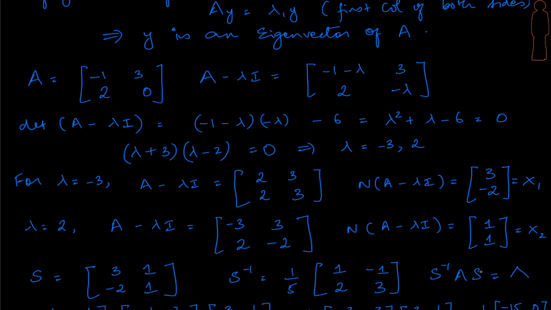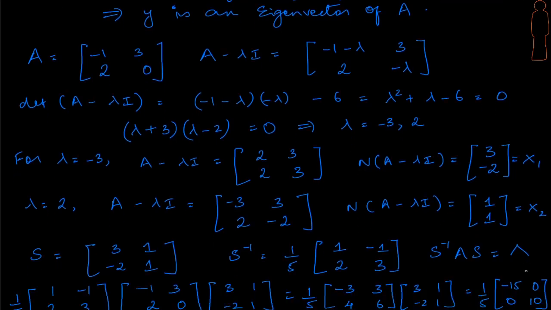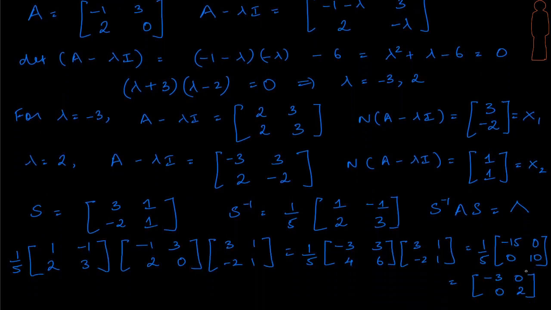S inverse times A times S. Does it give me the lambda? And what is lambda? Lambda, we said, must have -3 and 2 on its diagonal. It must be a diagonal matrix. Is that really the case? Let's check. Right, so look at this multiplication. I've done all the multiplication. Finally, the answer is coming out to be diag(-3, 2), which means that what we read in theory is getting practical now. It is definitely working. No surprises for that. Right, so let's do a few more applications.